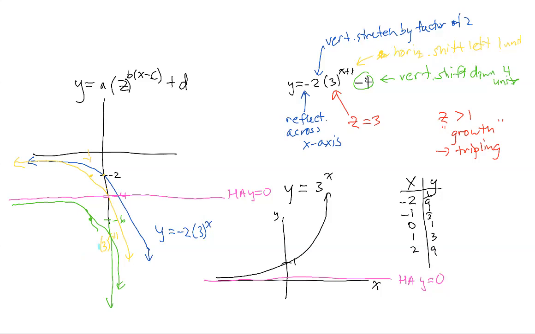Let me just erase some of the stuff that's getting a little messy. So let's just get rid of the yellow one. I'll rewrite the yellow one so that people can see it a bit better. The yellow one was the transformations of y equals -2, 3 to the x plus 1, so shift to the left. And the green one, which is our final one, is y equals -2, 3 to the x plus 1 minus 4.